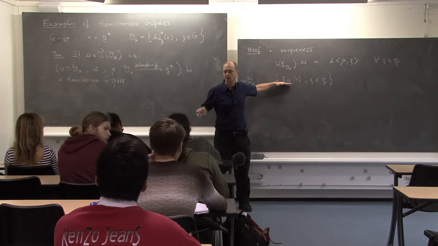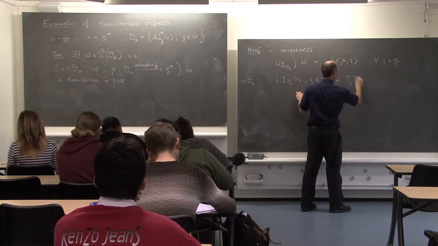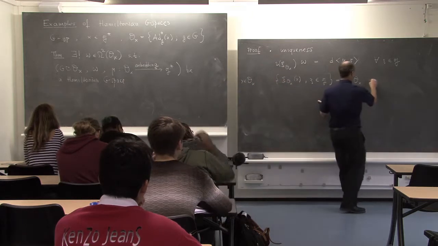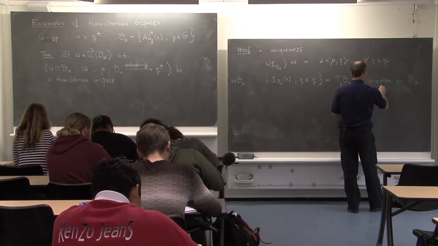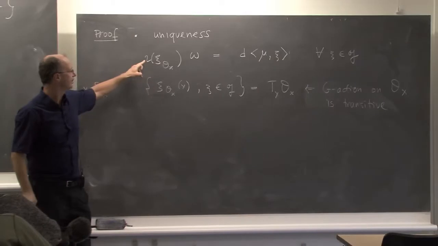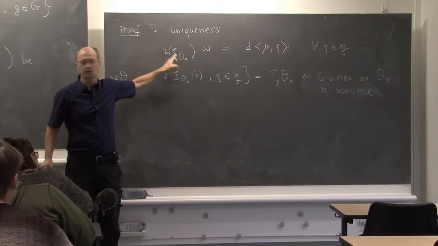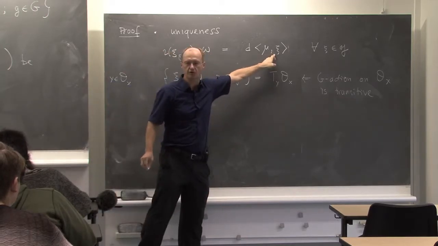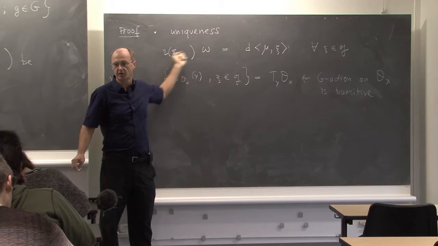You get all the vectors, that's T_y O_X, because the G action on O_X is transitive. Now, what does this equation mean? Here we are actually getting all the vectors, so we obtain a contraction of omega with all the vectors. And then we know the right-hand side. So this means that omega is determined completely by this equation.